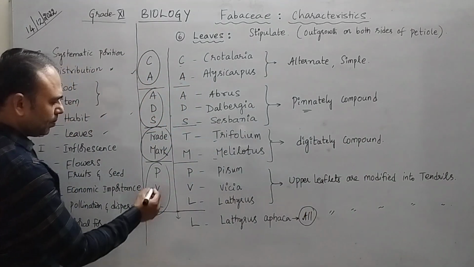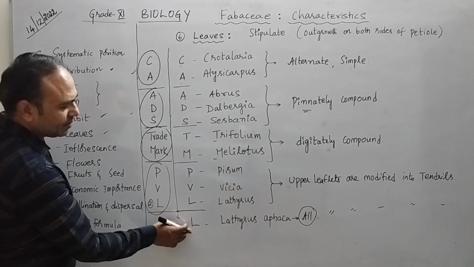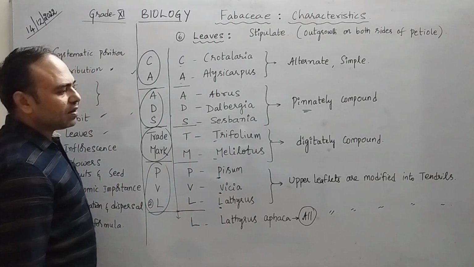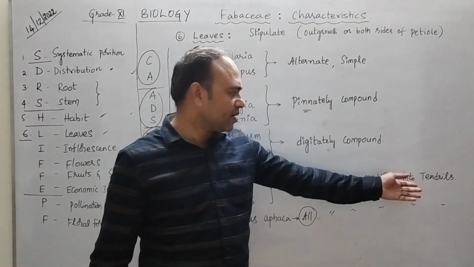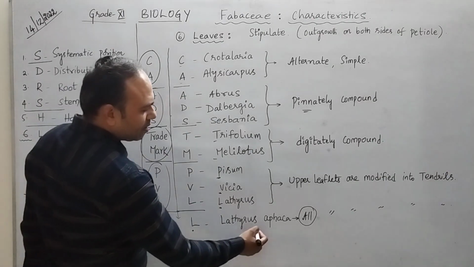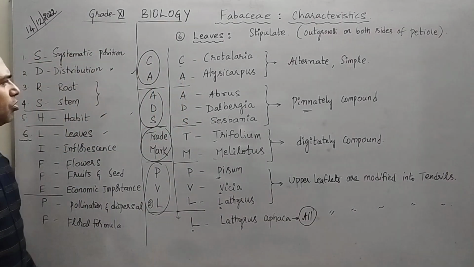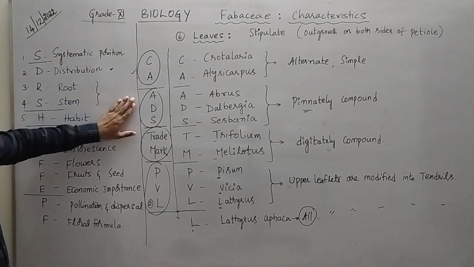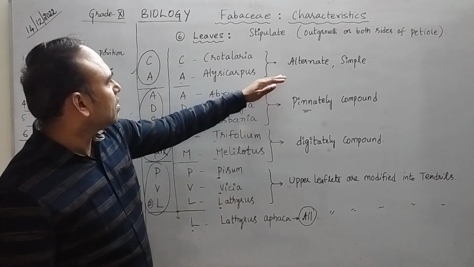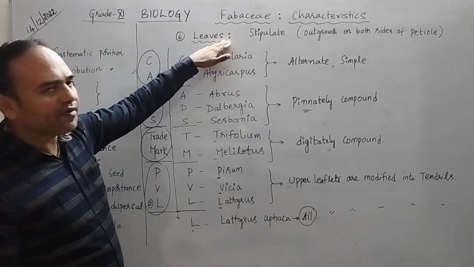Now, PVL. I have written 2L, so one will be coming at the bottom. So PVL: Pisum, Vicia and Lathyrus. The upper leaflets are modified into tendrils for climbing. And in the case of the last one, L, Lathyrus aphaca, all the leaflets are modified into tendrils. So using the simple mnemonic CA, ads, trademark, PVL, we can write all the examples and all the types of leaves. Hope you have understood this.